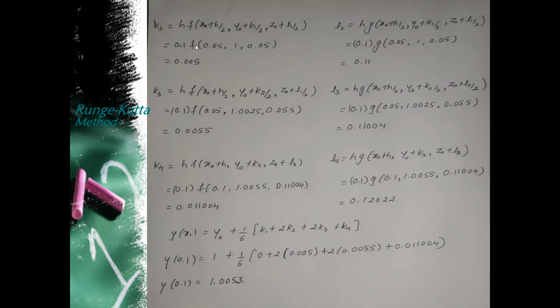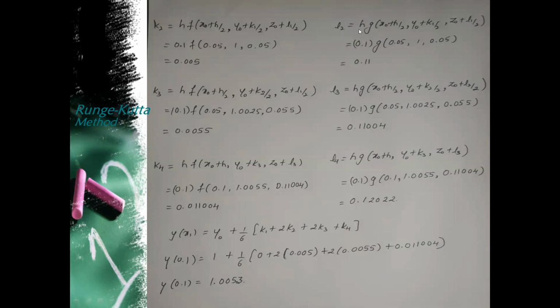h is 0.1, f of x naught is 0, h by 2 is 0.1 divided by 2, we have 0.05. y naught is 1, k1 is 0, so we get 1 here. z naught plus L1 by 2: z naught is 0, L1 is 0.1, so divided by 2 we get 0.05. Now we need to find the value of the function f under these values of x, y and z, and we know that f equals z. That means we'll get the value of the function as 0.05 multiplied by 0.1, we get 0.005.